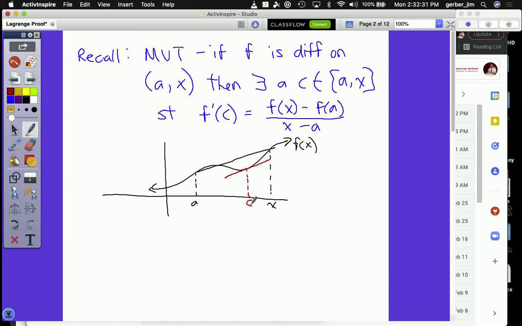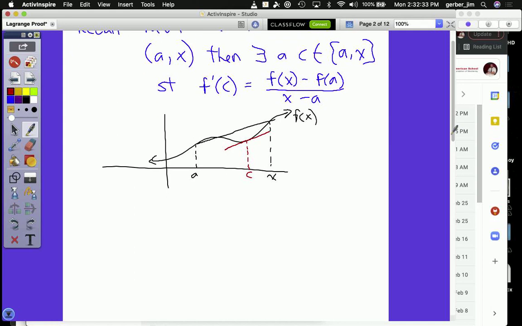We've looked at that already. Okay? And in this case, this gives us that f prime at c equals f at x minus f at a over x minus a. Or another way of saying that would be that f prime at c times x minus a is going to be equal, I'm going to put it on the other side, to f at x minus f at a. Okay?